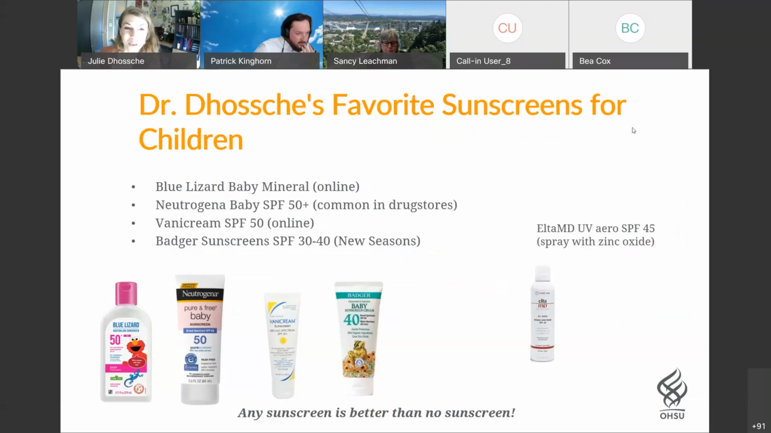Again, Blue Lizard Baby Mineral, Neutrogena Baby. There's Aveeno Cream, which is a line especially targeted towards people with sensitive skin, including eczema and other types of dermatitis. And then Badger Sunscreen is a popular one as well. I did include a spray sunscreen on here just because they are popular, and if that's the one you'll use, then that's your sunscreen. This is one that has zinc oxide, the LTMD UV Aero. Most of the sprays are chemicals, but this is one that does have a mineral ingredient.